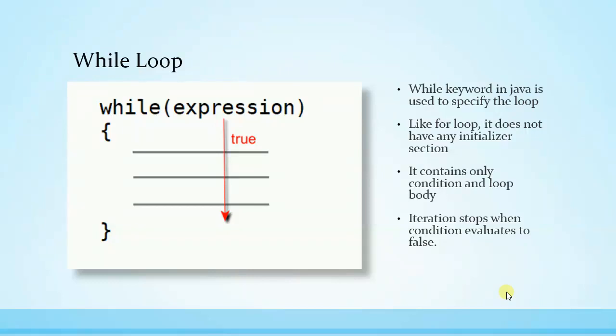So the expression may involve a condition, and the variance to the condition is done inside the while loop body. So there may be multiple statements. One of the statements will change the condition so that it may evaluate to false at certain point. So once it evaluates false, the loop will quit.